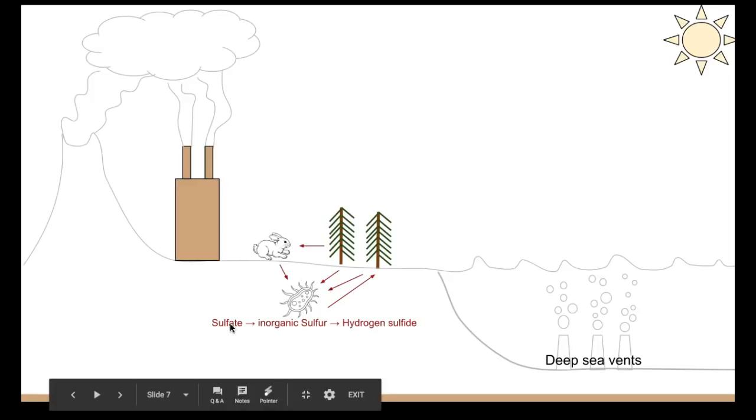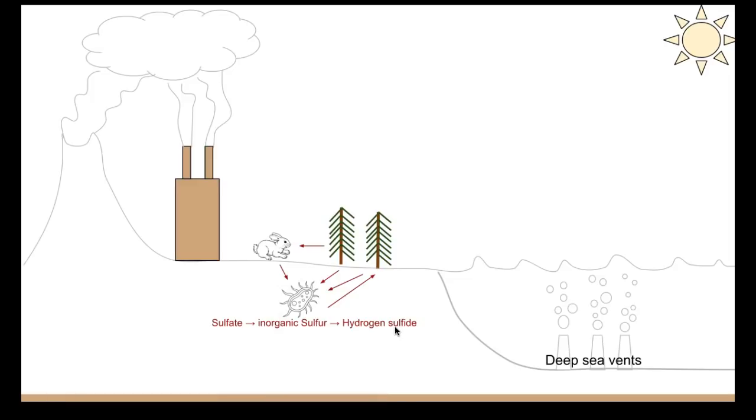So this is the process that bacteria go through. They'll take sulfate, they'll make sulfur, and then they mix it with hydrogen to make hydrogen sulfide, H2S. What is happening with some of this bacteria is they're actually doing chemosynthesis, and chemosynthesis releases sulfur back into the atmosphere.